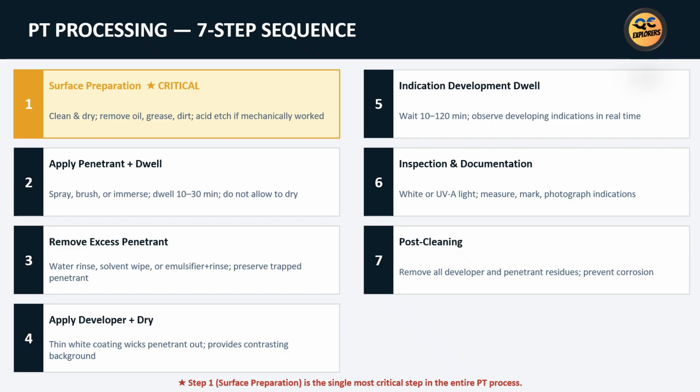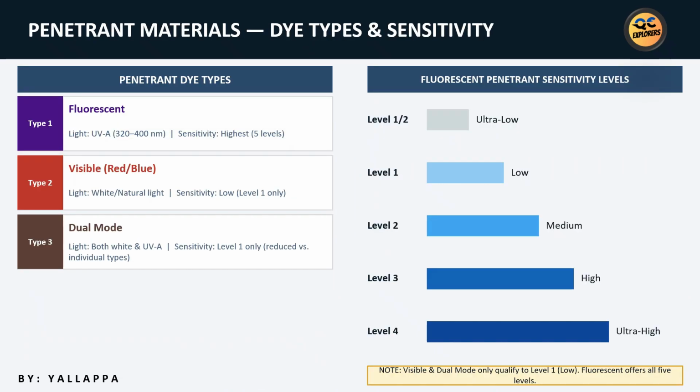Now step 5, development dwell. This allows indications to develop completely, typically between 10 and 120 minutes. Now step 6, inspection and documentation. This may be performed under white light or UVA light, depending on penetrant type. And finally, step 7, post-cleaning. Residual penetrant and developer must be removed properly to prevent contamination and corrosion problems later.